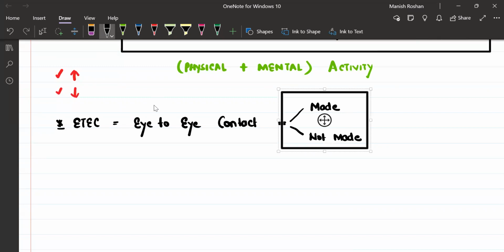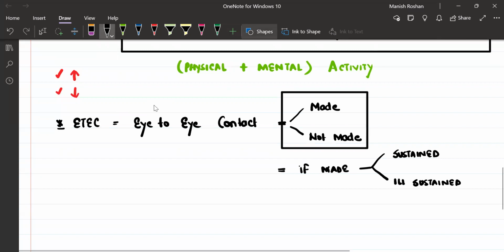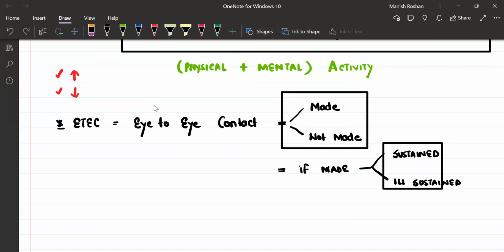The second part which comes after this is, if made, whether it was sustained or ill sustained. This is the second component. So while describing eye to eye contact, you have to first mention whether the eye to eye contact was made or not. So if made, whether it was sustained or ill sustained. Okay.